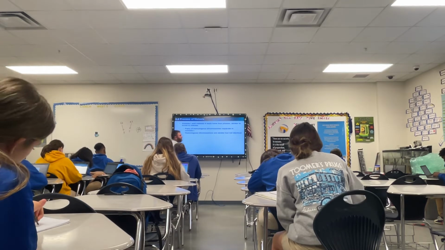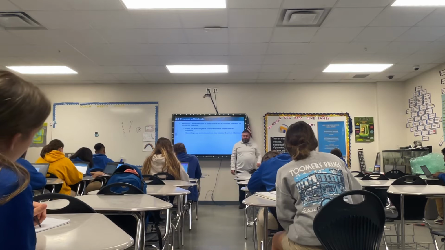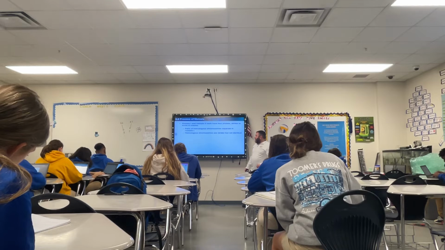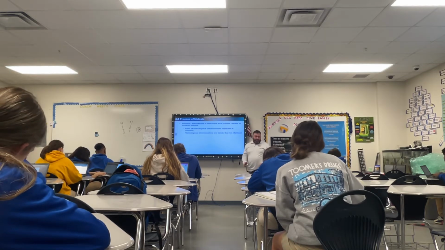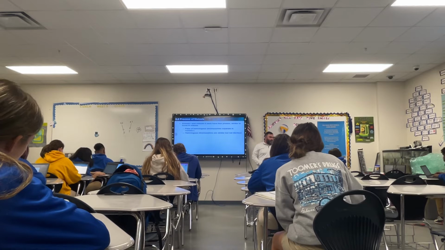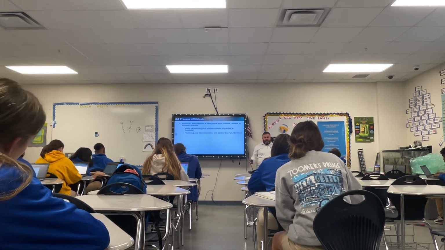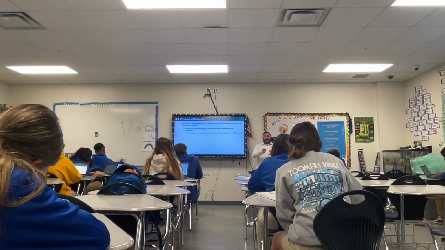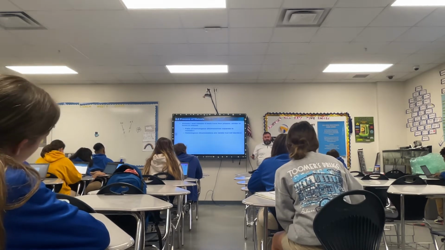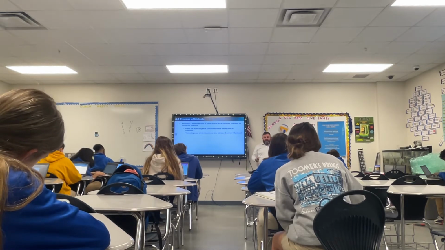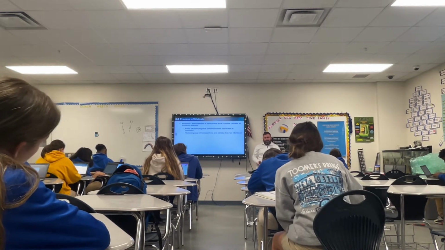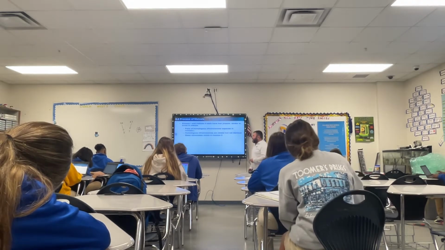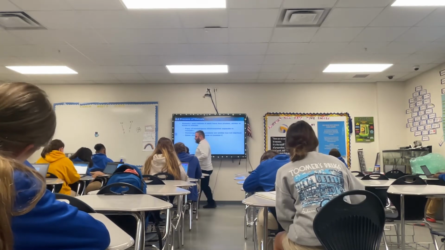Homologous chromosomes are similar but not identical. Why would they be similar but not identical? Where did each chromosome come from? The parents, right. So they're going to be similar, but not completely identical, because you have some from your mom and some from your dad. Sister chromatids divide in meiosis 2.